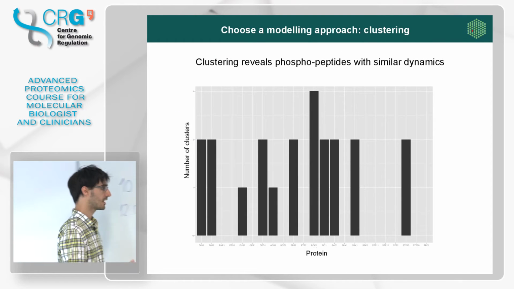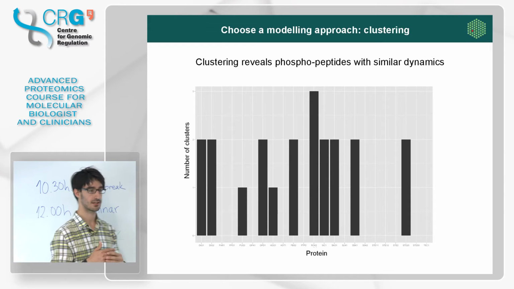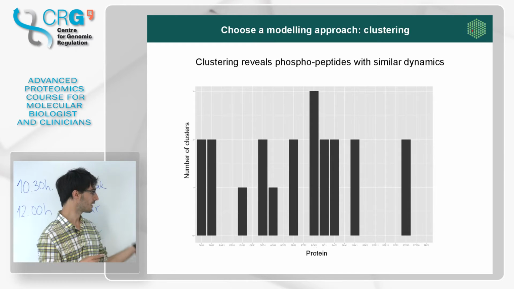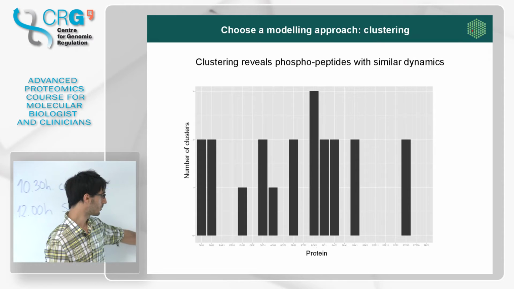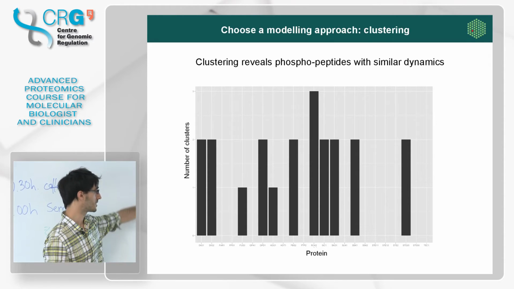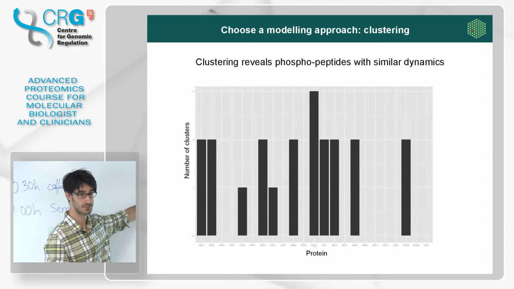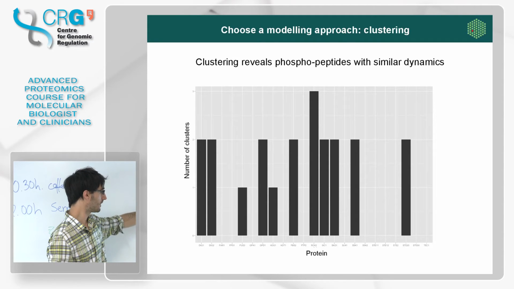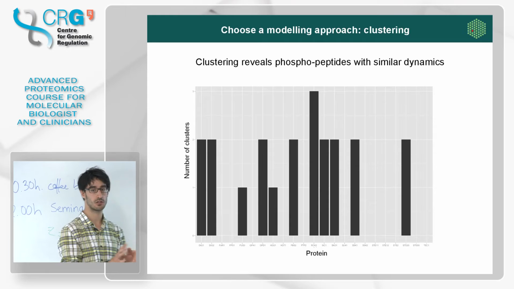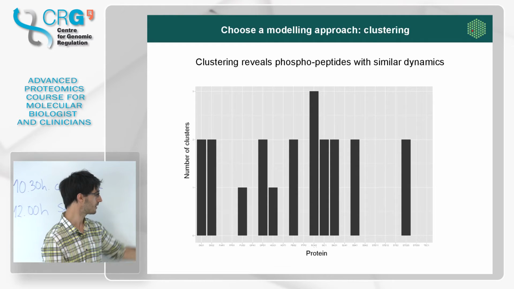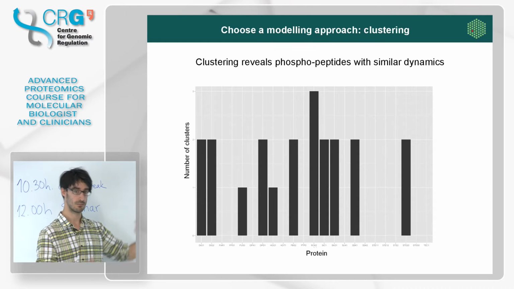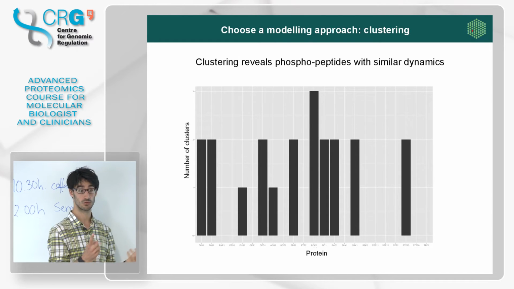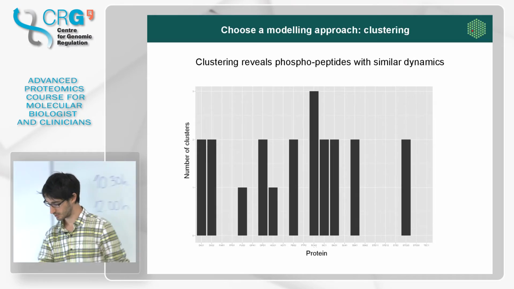So this is what we did. We clustered the phosphopeptides by their similar dynamics, and by doing that, we reduced the number of phosphopeptides to the ones that you see here. For example, for this protein, for which we measured 7 phosphopeptides, we found that out of the 7, they're acting in only 2 different ways. So you could merge the 7 into 2 clusters, meaning the 7 act in 2 different ways that can be clustered. I'm going to show you this.